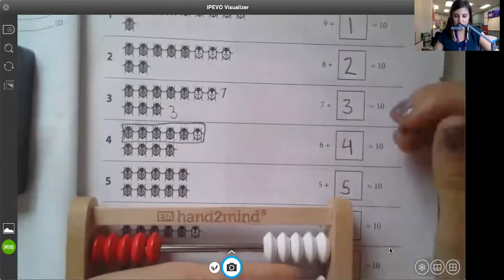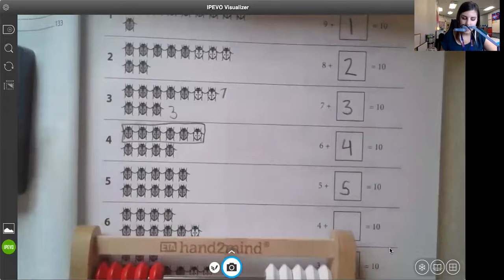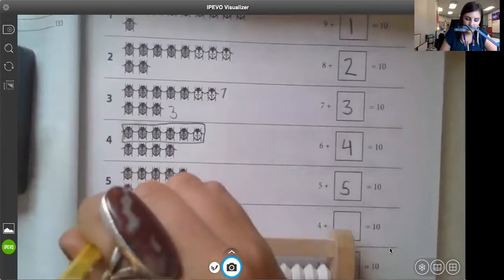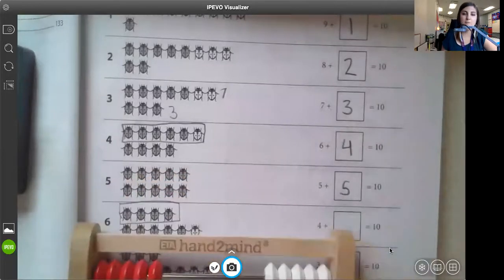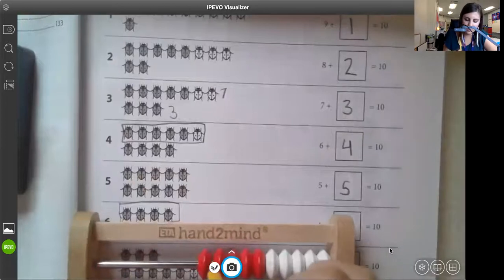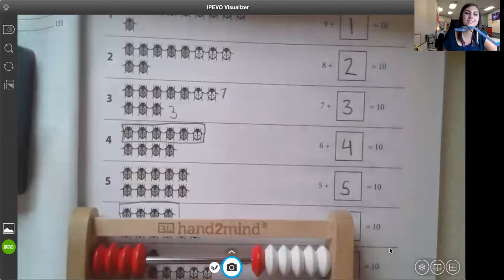All right, one more, and then the last 3 you get to do by yourself. All right, take a look at number 6. We're just going to take a look at this top row of ladybugs. We have 4. So on my number rack, I'm going to push over 4. 1, 2, 3, 4. Good job, guys.